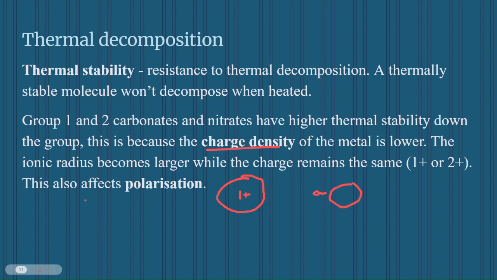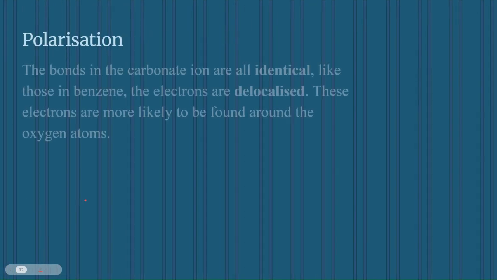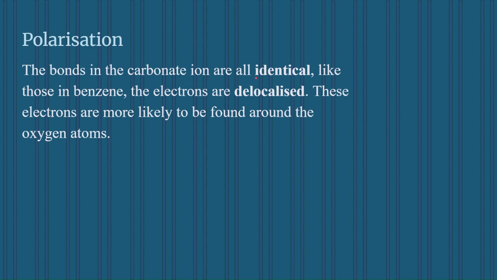And that also affects polarization, which we'll look at in the next slide. The bonds in the carbonate ion are all identical, like in benzene. You might not have seen benzene before. You probably should have if you're doing A-level chemistry, but maybe you're doing the bare minimum. So that's benzene. That circle there shows that all the electrons are delocalized, because the Kekulé structure is like that or something with the double bonds, but that's incorrect.